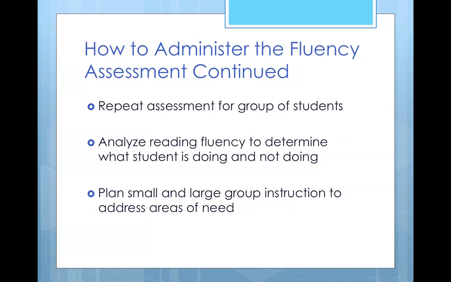Next, repeat the assessment for a group of students. Analyze reading fluency to determine what the student is doing and what the student is not doing, and plan small and large group instruction to address areas of need.